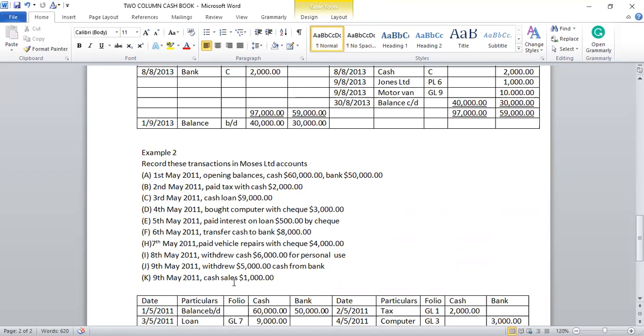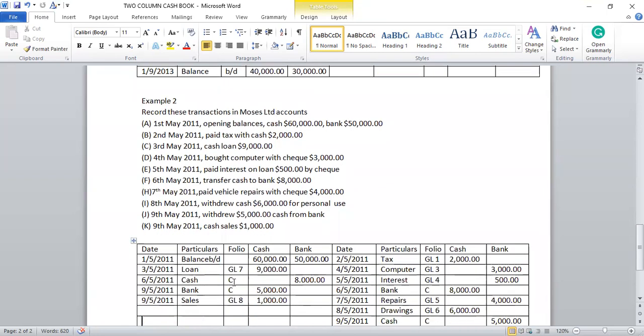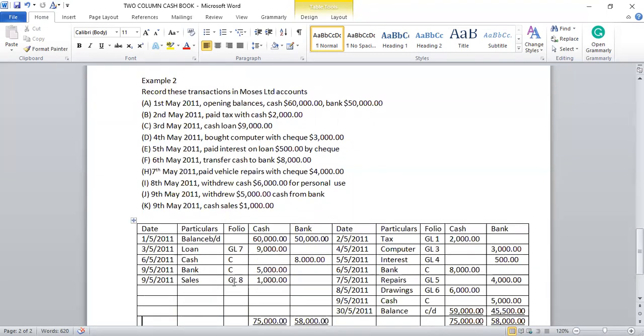So let us see how we will enter the transactions in the cash book. So this is the cash book. We show the debit side and the credit side. As usual, we show the date, the particulars, folio, cash, bank on the debit side. Then on the credit side, the same thing: date, particulars, folio, cash, and bank.